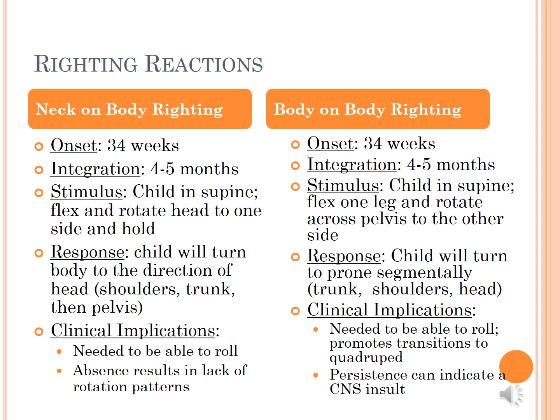Both of them start about 34 weeks gestational age. They go away when the baby is about 4 to 5 months old. If you think about babies' development and rolling, about 4 to 5 months old is when babies can start to roll with some rotation purposefully. This reflex helps them to do that.